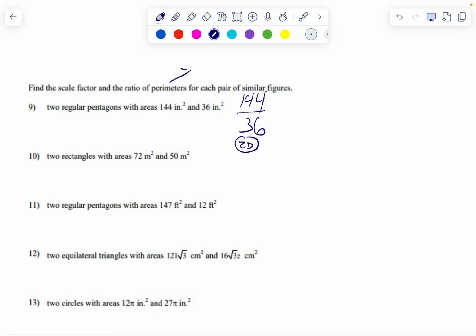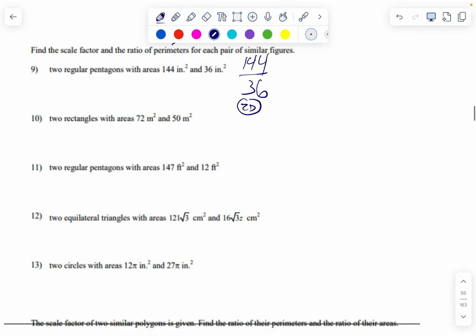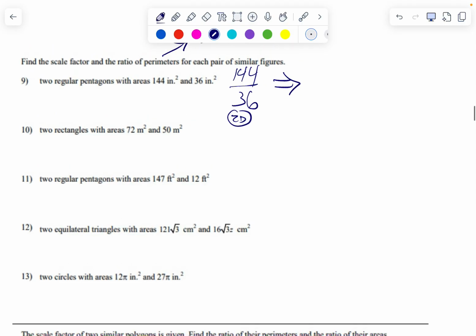How many dimensions is perimeter? That's 1D, it's just a length. So any perimeter we could just unfold and it would just be a straight line. Okay? So how do we convert this to a one-dimensional perimeter ratio? Square root, is that what you said? Yep.